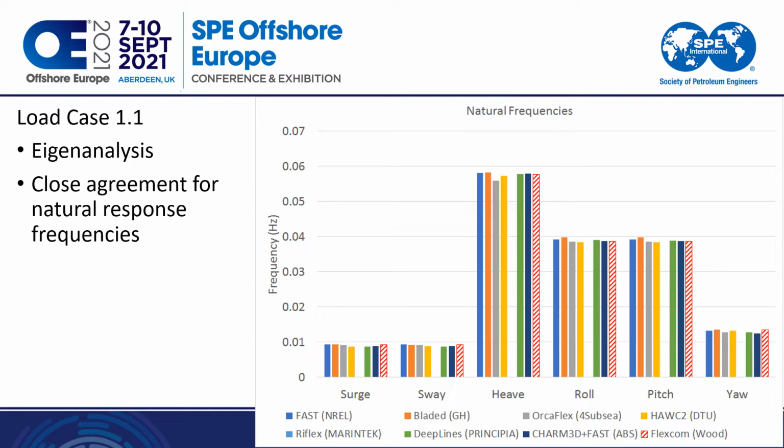So for surge, sway and yaw, these degrees of freedom are largely governed by the mooring system stiffness, whereas for heave, roll and pitch the frequencies are largely driven by the hydrostatic stiffness matrix, which is a measure of the changes in buoyancy as the platform moves in the various degrees of freedom. But all of the software tools are in close agreement, which is as you would expect for such a fundamental test case like an Eigen Analysis.